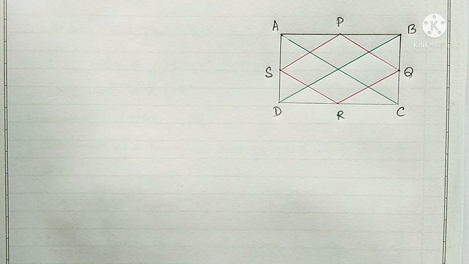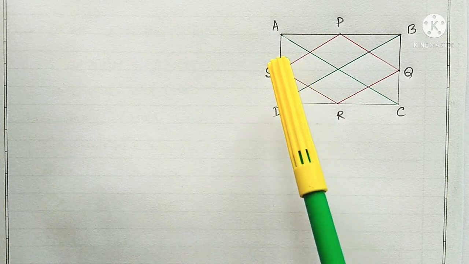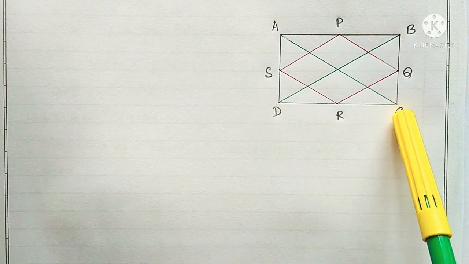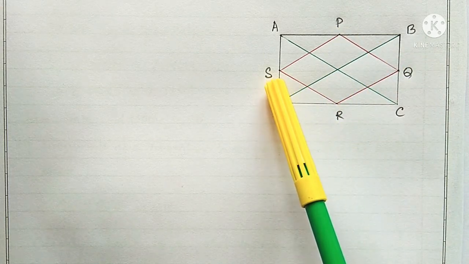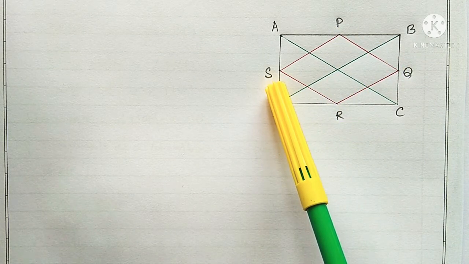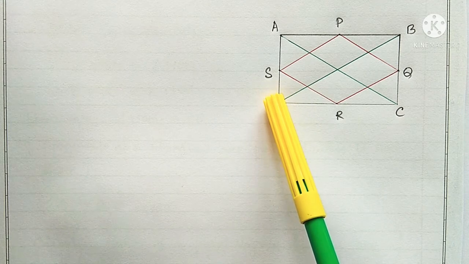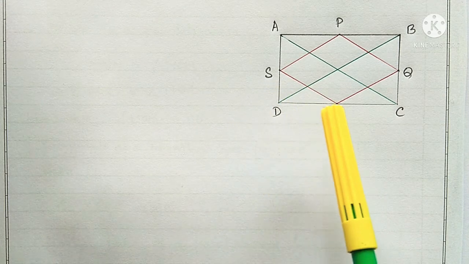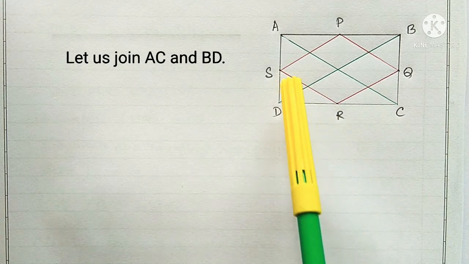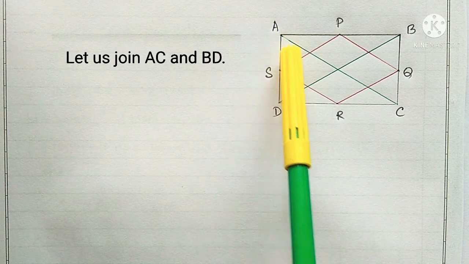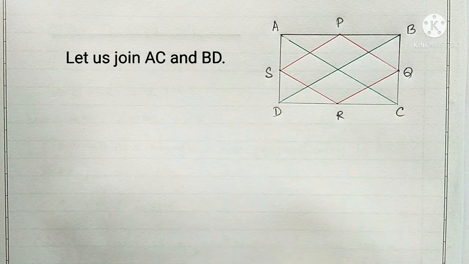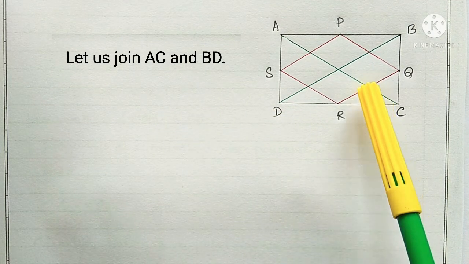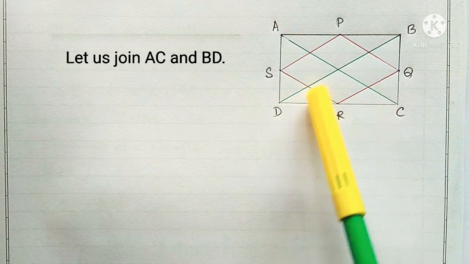Now here, a little bit of construction we have to do. Again, if we draw the diagram here, you see ABCD is a rectangle and P, Q, R, S are the midpoints, already given. The construction is this: first of all, we have to join the diagonals. The first diagonal is AC and the other diagonal is BD. So first of all, we join these two diagonals.